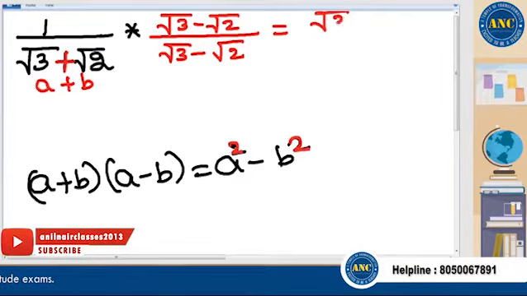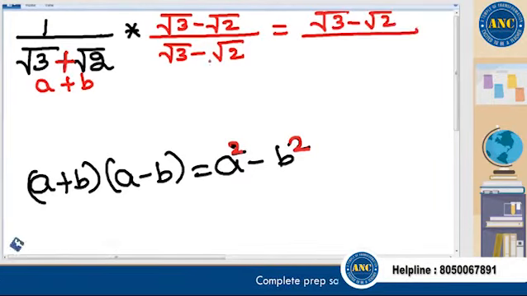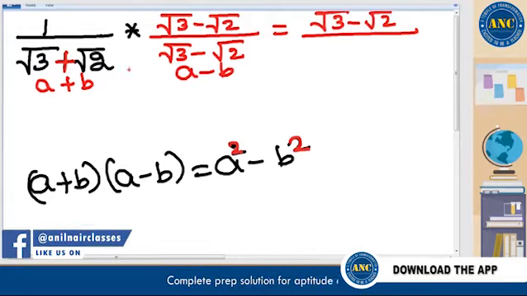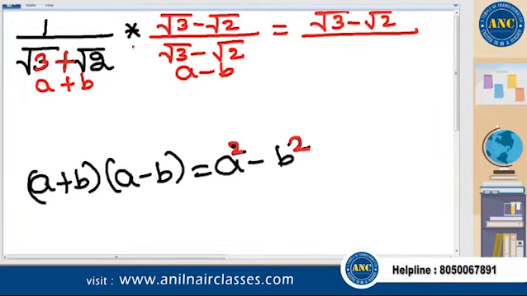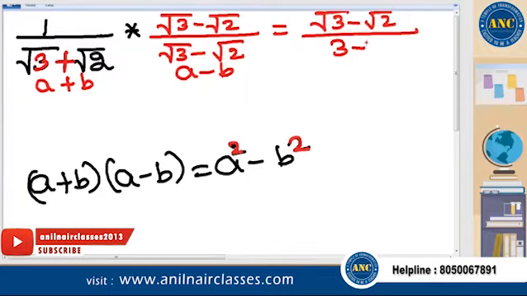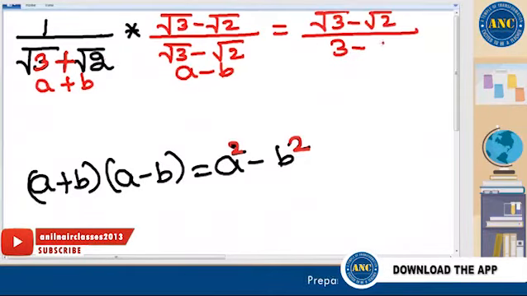1 into root 3 minus root 2 is root 3 minus root 2, divided by a plus b into a minus b, which is a square minus b square. Root 3 whole square is 3, minus root 2 whole square is 2.